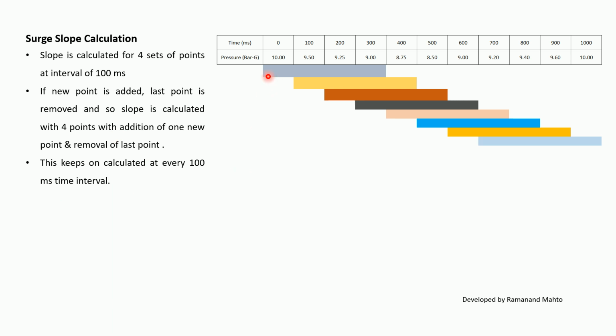You can see here 4 points, then the last one is removed and a new one is added. Likewise, for another, the last is removed, then this is added, and it keeps on doing that. So every time, 4 points are available for calculation of the surge slope.